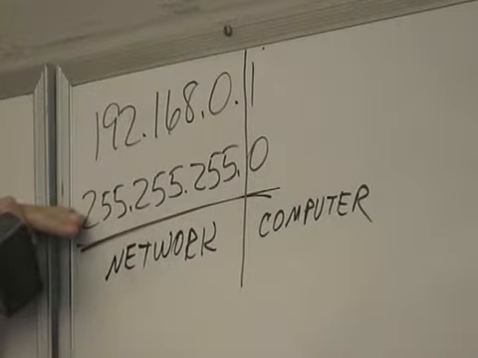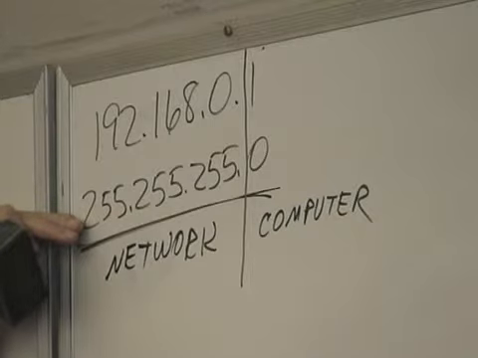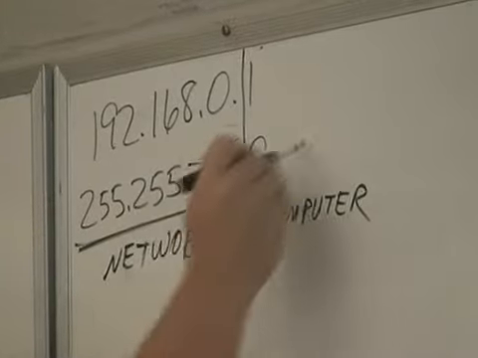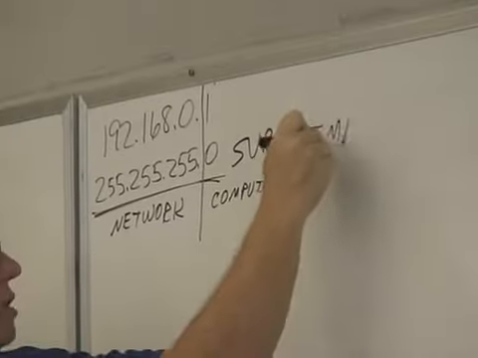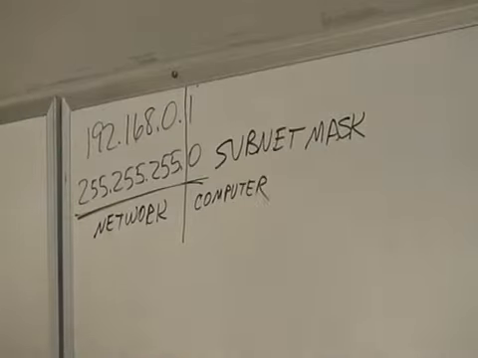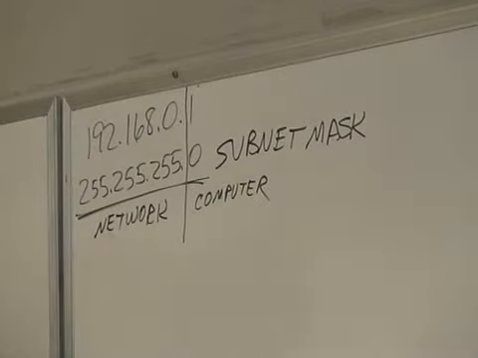What is that called again, Mr. Evans? This is called the subnet mask. Its whole purpose in life was to tell you, on any given computer, which part of this address is network address and which part is host address. All right, so how does it do that?